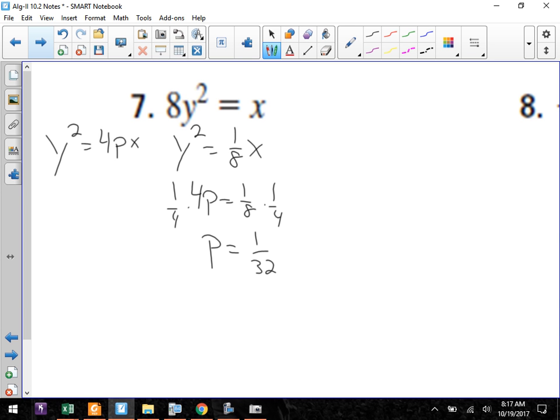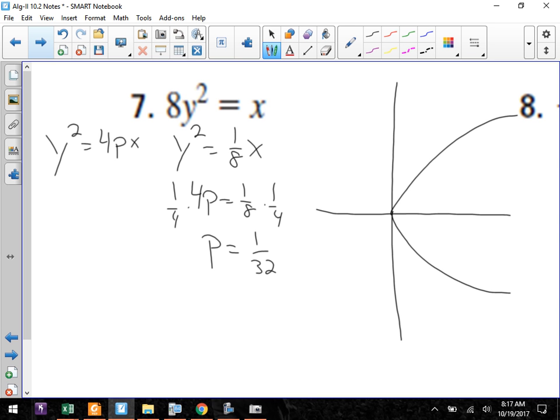How do you graph that? Well, what direction is this opening? The positive direction, very good. Which positive direction? Narrow it down. You've got 2 to choose from. This has to move to the right. We know it's going to do this. My vertex is at the origin. My focus will then be located at 1/32, comma 0.